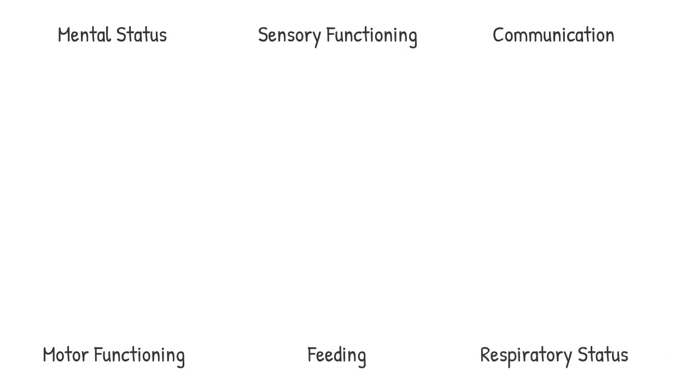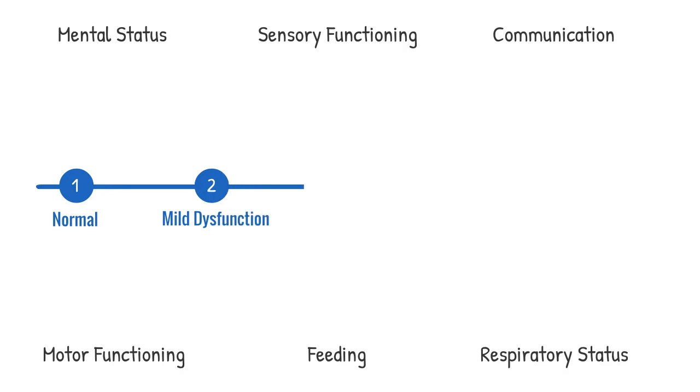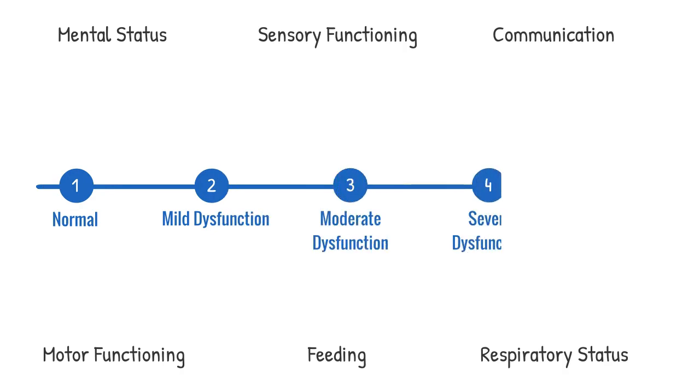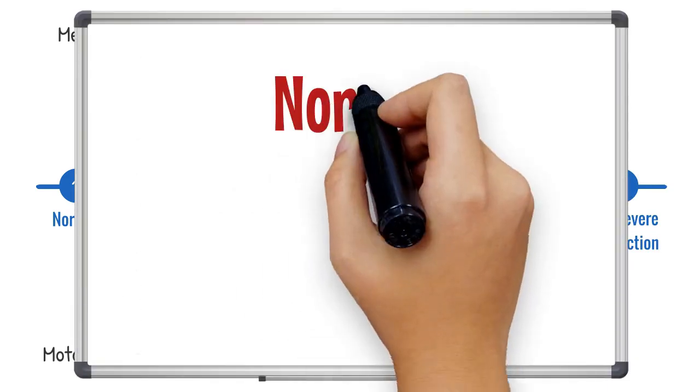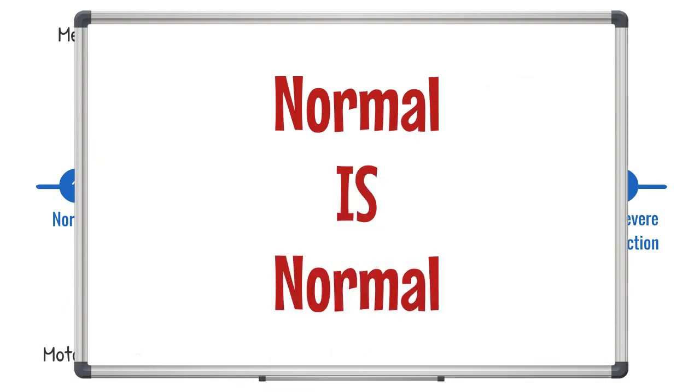The scale measures 6 main functional domains: mental status, sensory functioning, communication, motor functioning, feeding, and respiratory status. Functional status for each domain is categorized and scored from normal with a score of 1 to very severe dysfunction, which is scored at 5. If you are reviewing a case and the child is said to be normal, or if a domain of functioning is recorded as normal, believe it, you do not need to further justify this designation.